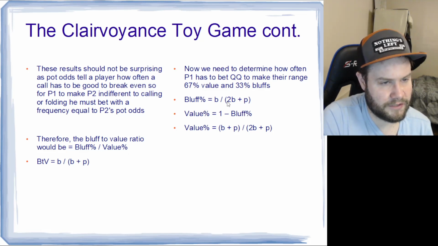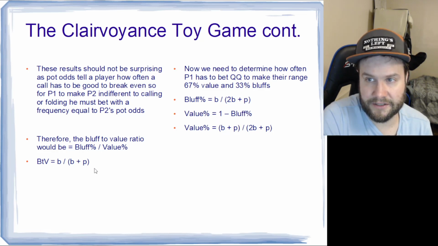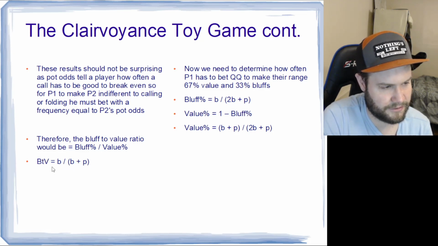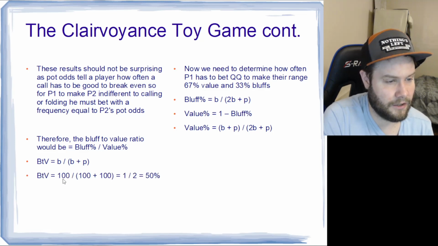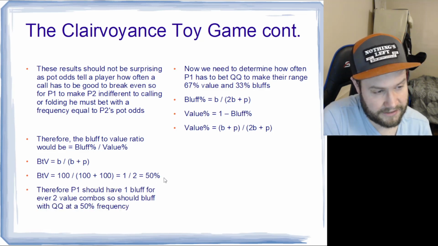But then if you take this right here and divide it by this right here, you get this right here: bet divided by bet plus pot. That is the bet to value ratio. So this is where our "therefore" should be. In this spot, a $100 bet over a $100 bet plus a $100 pot equals 1/2, or 50%.